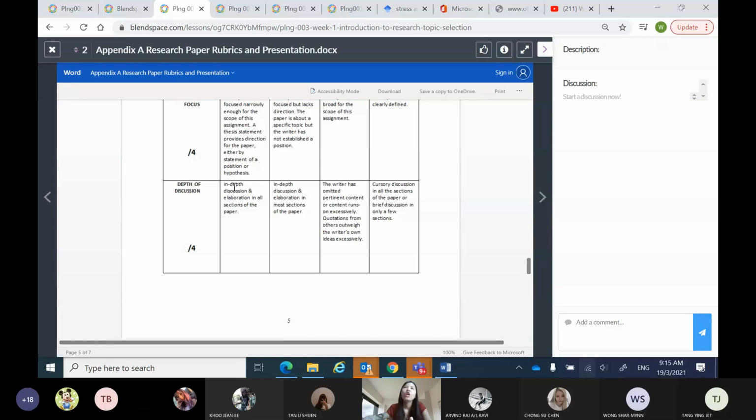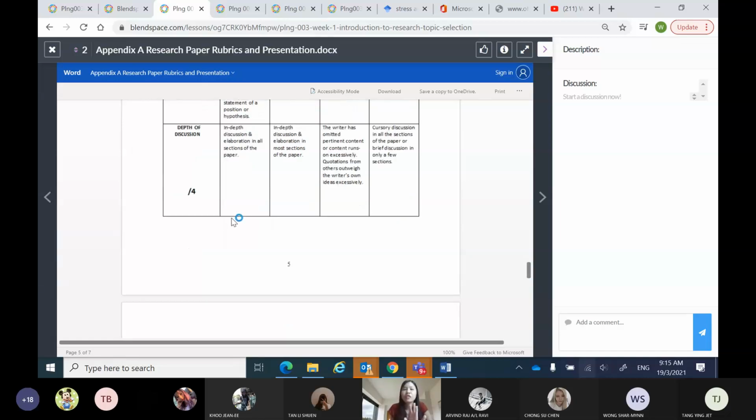Depth of discussion. You have clearly explained all sections in a very thorough manner. So this is what I want to see when it comes to depth of discussion. Not just a simple one-word analysis. You can't say, "Teacher, I analyzed what?" No. It must be in-depth elaboration and very thorough clarification.